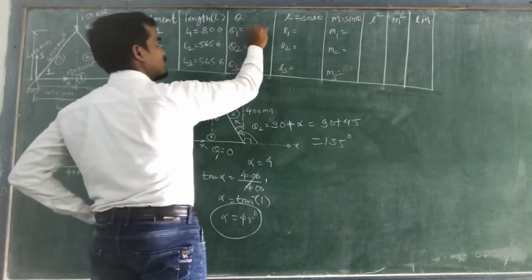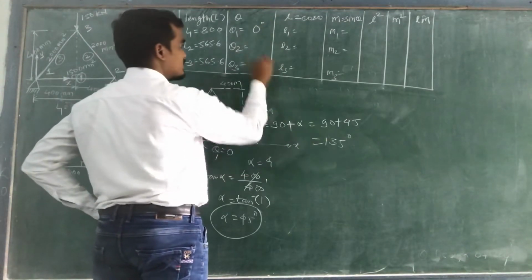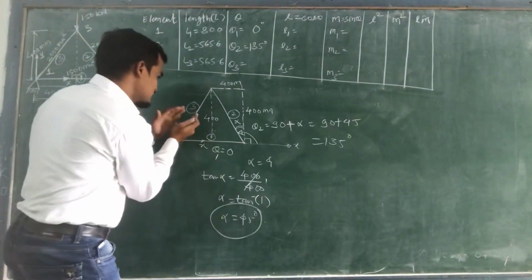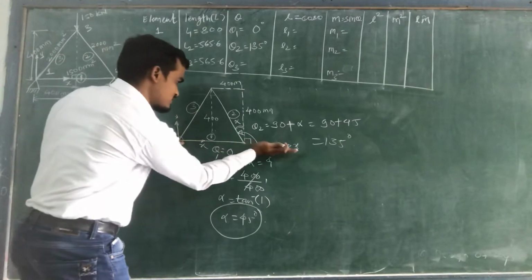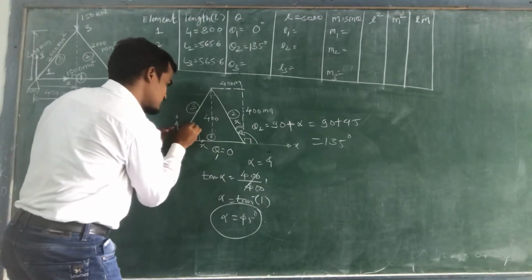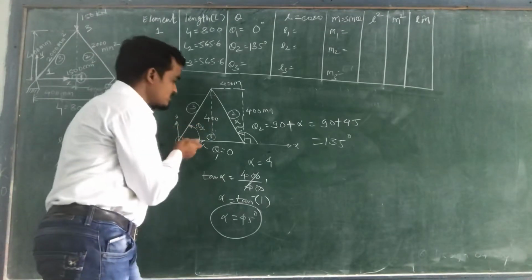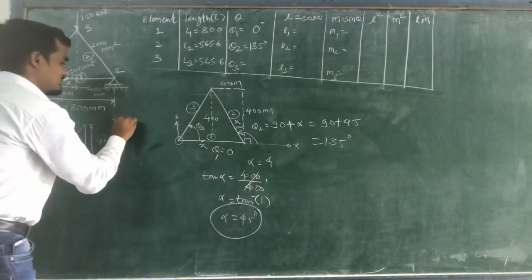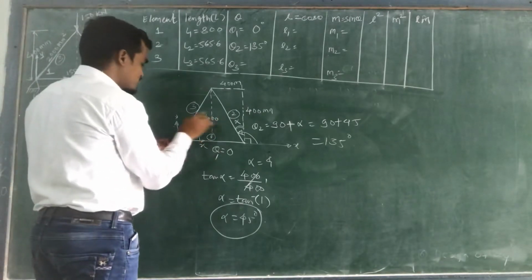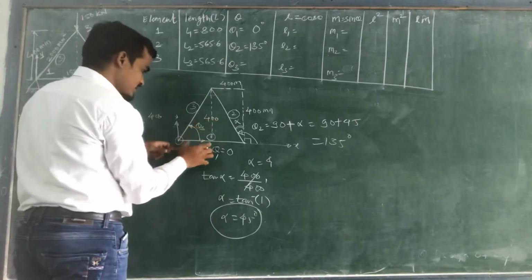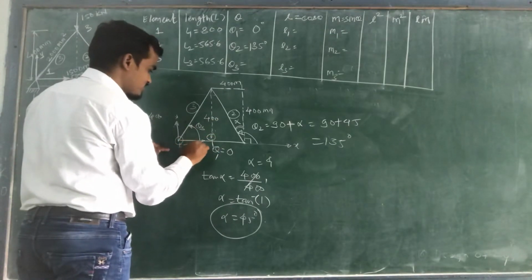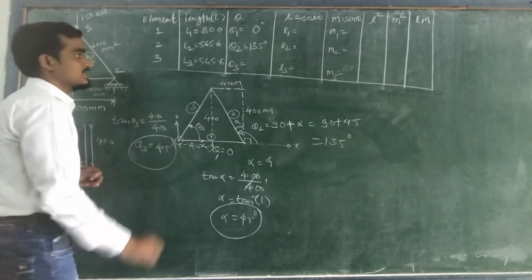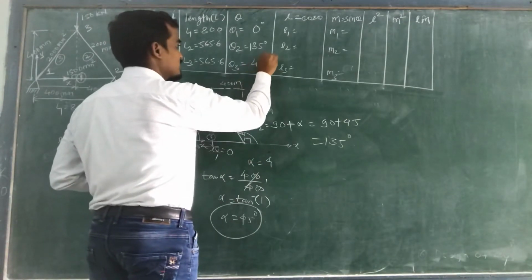So theta 1 is equal to 0 degrees, theta 2 is equal to 135 degrees, and now theta 3. This element is inclined from the reference axis x, like this. You need to find the value of theta 3 using tan theta. Tan theta 3 is equal to the opposite side, 400, divided by the adjacent side, which is also 400. So 400 by 400, you will get theta 3 equal to 45 degrees.